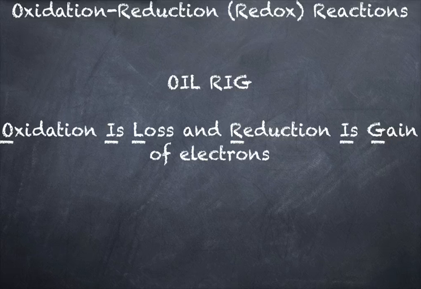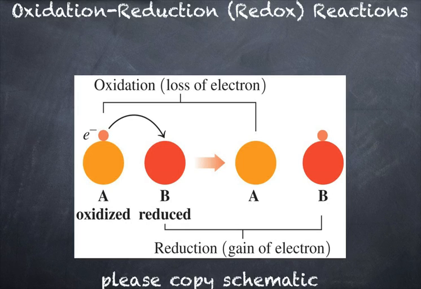So here's a mnemonic that can possibly help you. OIL RIG. Oxidation is loss. Reduction is gain of electrons. So dealing with electrons. So here's a schematic that may help you a little bit. If ion A has an electron that's transferred to ion B, then A is oxidized because it's lost an electron. B is reduced because it's gaining an electron.